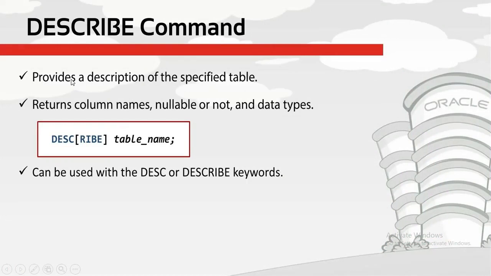So the describe command. What is the describe command? DESC, or you can use describe. It provides a description of the specified table. So if one table is there and you want to see the outline or structure of the table, you can use DESC table name semicolon. So you will get the table architecture. It returns column names, whether they are nullable or not, and data types. Can be used with DESC or describe keywords.